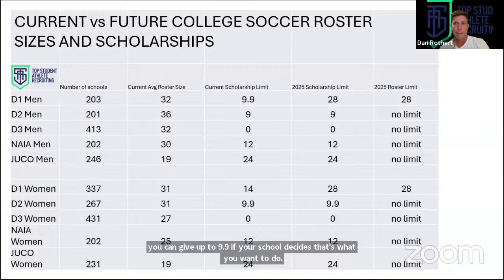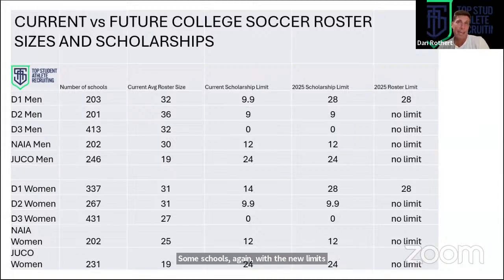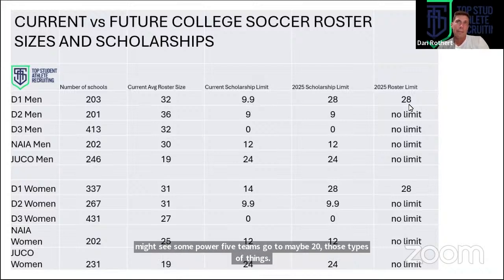With the new limits, some schools may go up to 28. I highly, highly doubt it. We might see some Power 5 teams go to maybe 20, those types of things. But we might see some go a whole lot less.